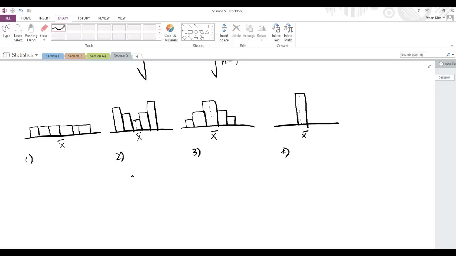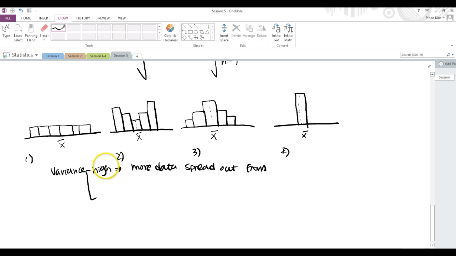Okay, I believe that was enough time. So let's go over this. Which one do you think has the highest variance? Going over variance again: if it's high, more data are spread out from the mean.